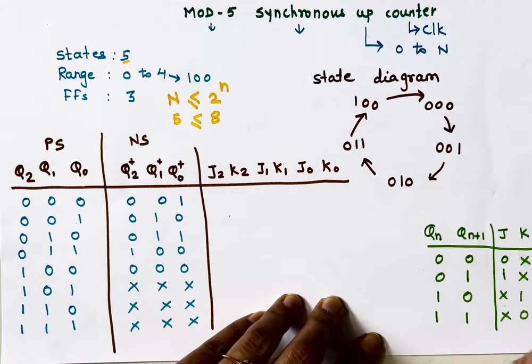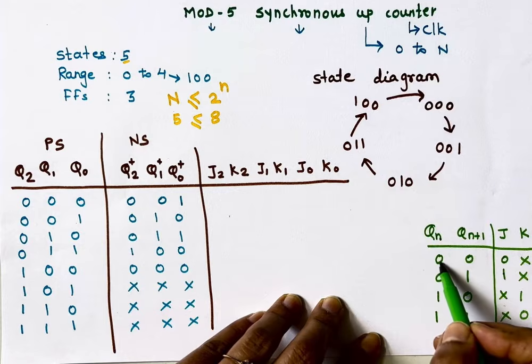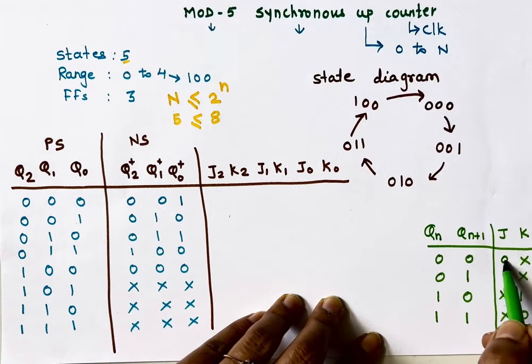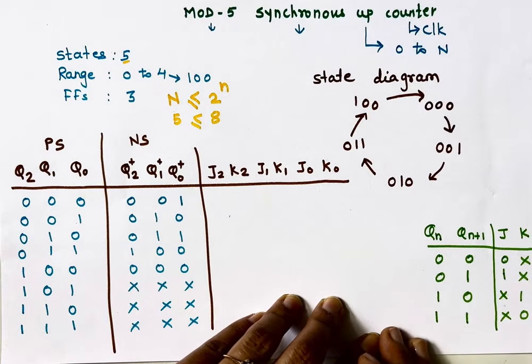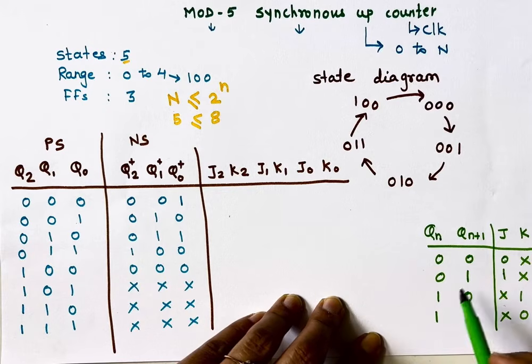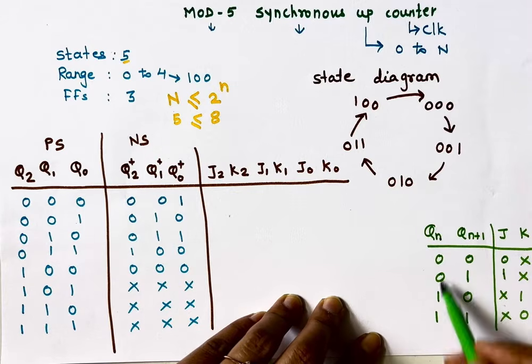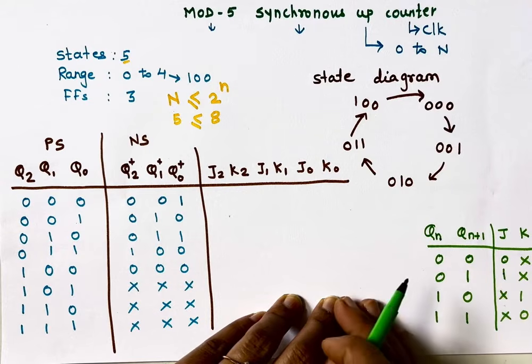So here, when present state is 0, next state is 0, J is 0, K is don't care. For 0 1, 1 don't care. For 1 0 it is don't care 1, and for 1 1 don't care 0. The link for the video on JK flip-flop is given in the description box. In that I have explained why, for these present states and next states, these inputs will come.